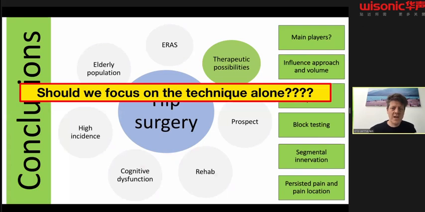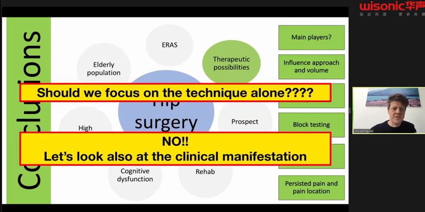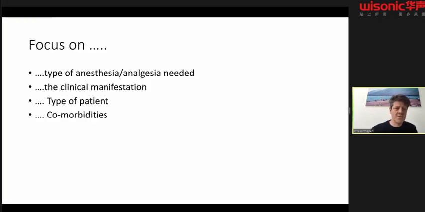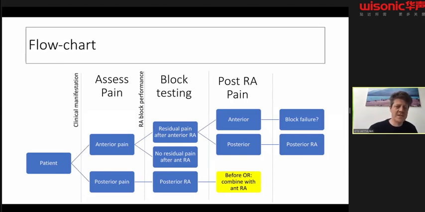Both techniques have shown some very good clinical results. So this is not a competition between the two, but we have to look at clinical manifestation as well. So we have to focus on the type of anesthesia and analgesia needed, on clinical manifestation, type of patient, comorbidities, and therefore I'm still busy making a little flow chart on this, and this is how I would do it today in clinical practice.